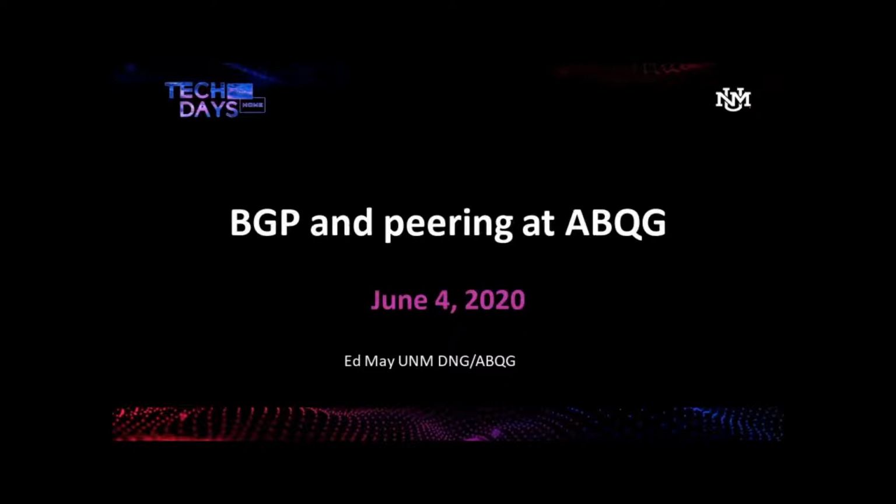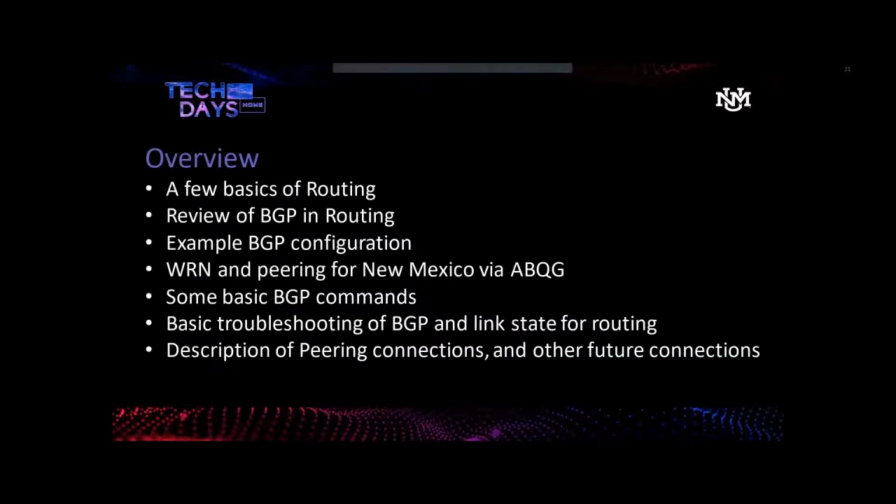BGP and peering at the Albuquerque GigaPod. I'd like to go over a few basics of routing, how routing works, border gateway protocol routing, how BGP works. I'll give an example of the BGP configuration. I'll review some of the WRN and peering connections for New Mexico through the Albuquerque GigaPod.